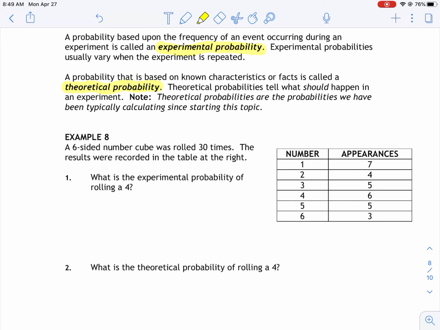Going on to example 8 here, it says the 6-sided number cube was rolled 30 times. And we want to know for problem 1 the experimental probability of rolling a 4. So I'm going to highlight the 4 row and note that in 30 rolls, we rolled a 4 6 times. So the experimental probability of rolling a 4 would be 6, because we rolled it 6 times, out of 30 total rolls. I'm going to reduce this fraction by 6, and that becomes 1/5.